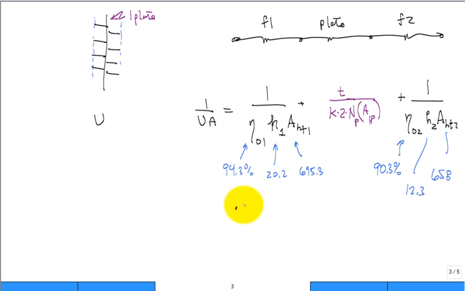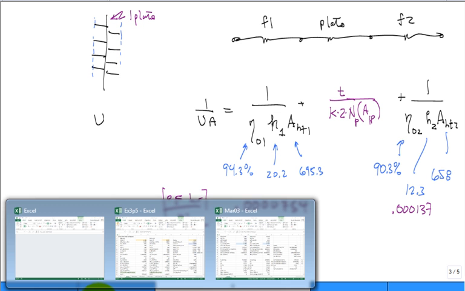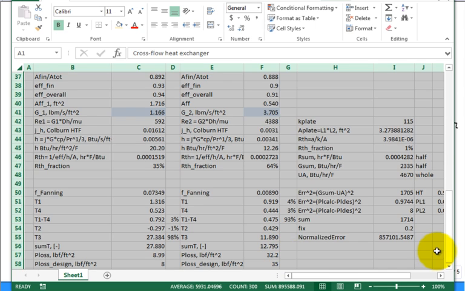Okay. Well, when I did that, we found that the resistance is 0.1234754. Over here it's 0.000137. Those units are degrees F hour per BTU. And then the resistance for the part in the middle, I have to go and look at the Excel code because I don't really have it in front of me. Well, do you mind if I jump to the Excel? All right.